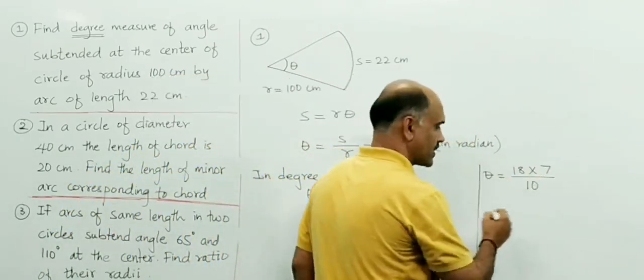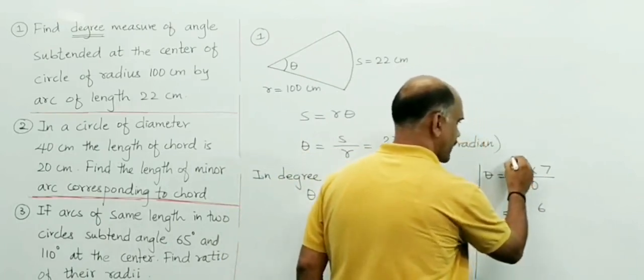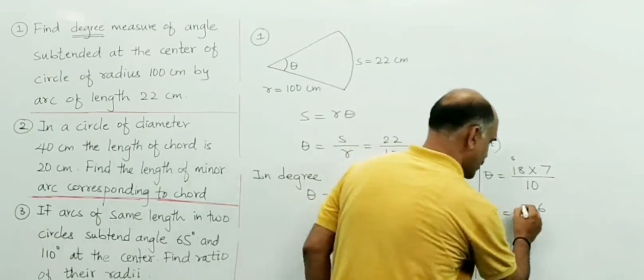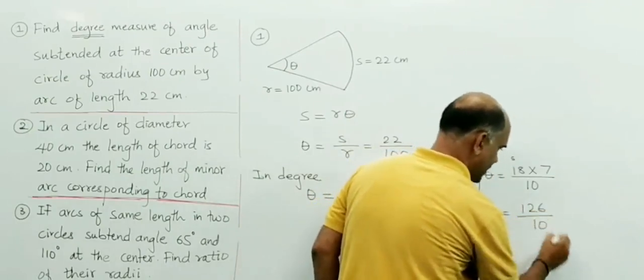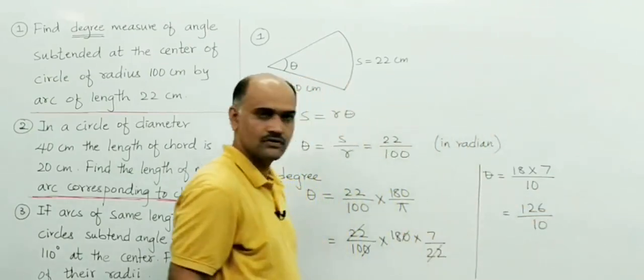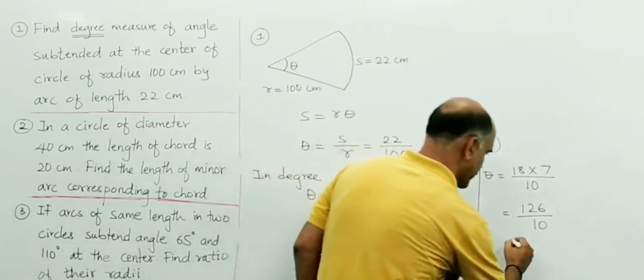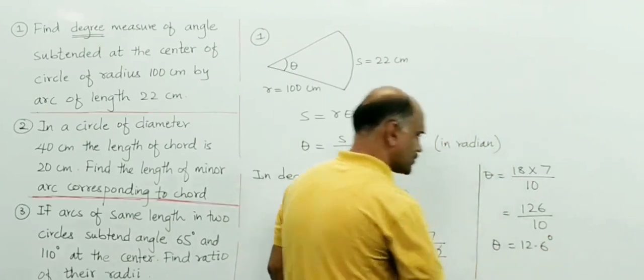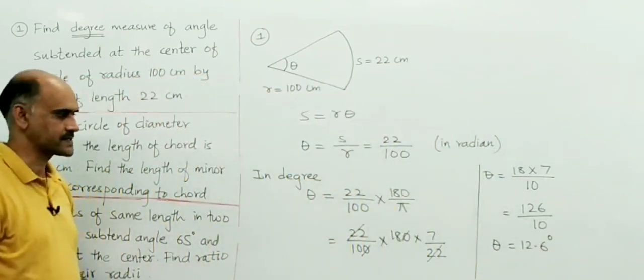7 7s are 49, 7 8s are 56, 5 you will have as carry. 7 1s are 7, 7 plus 5, 12. Divided by 10, you will have 126 by 10. So if you divide, you will have 12.6 degree. So theta is 12.6 degree.